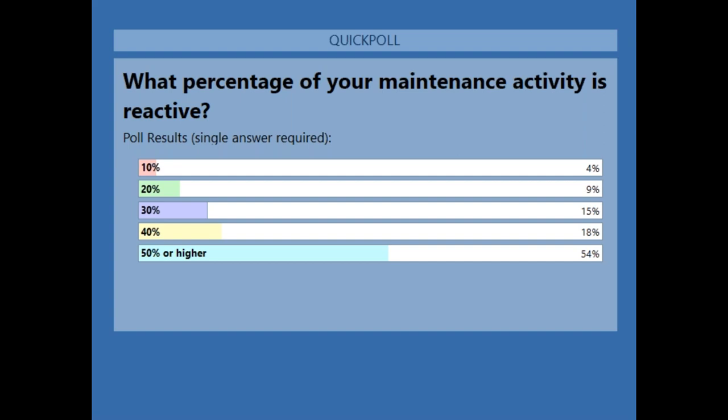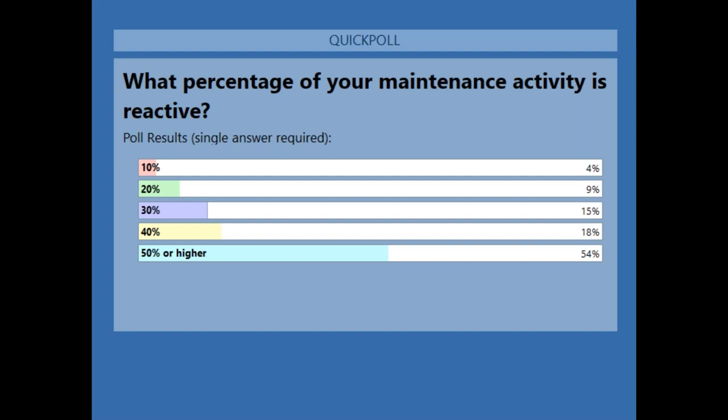We have some great answers on our poll question, and we do have the majority of folks coming in at 50% or higher on the percentage of maintenance that is reactive maintenance. Obviously, we're not looking for zero. So a big part of what you're going to be talking about is what percentage we are looking for on reactive maintenance, and then a little bit on how to get there. So I'm going to hide these answers here and take one last look.